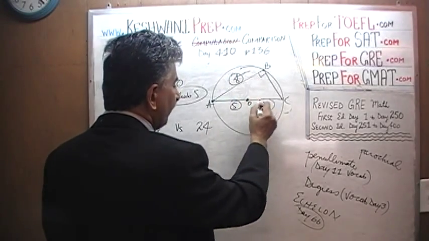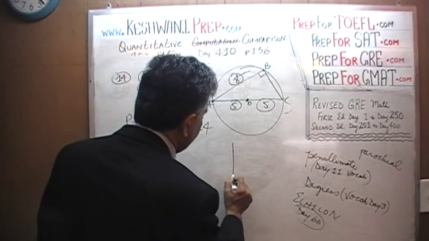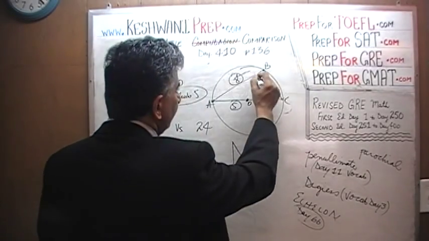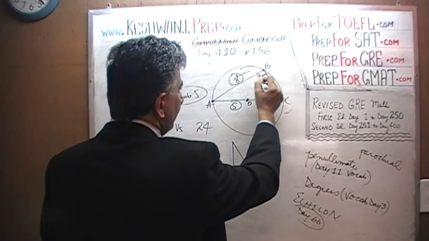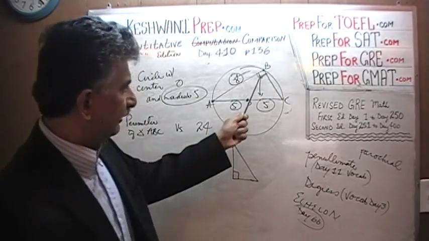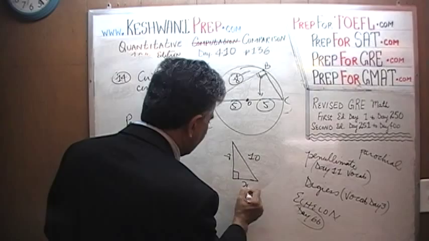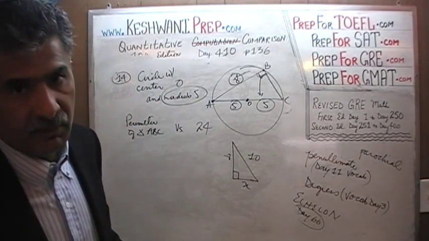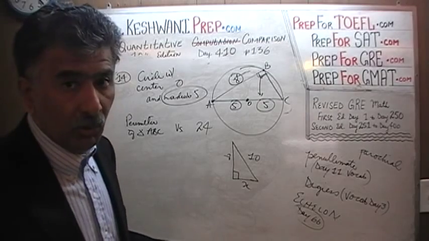This side we figured out, 5 plus 5 is 10. So we have a simple right angle triangle here. We are told that the side facing the right angle, our hypotenuse, is 10. This side is 8. This is the missing side we're trying to figure out. It's very simple, very straightforward. A simple application of the Pythagorean theorem will do the job.